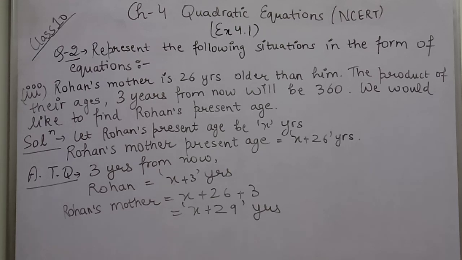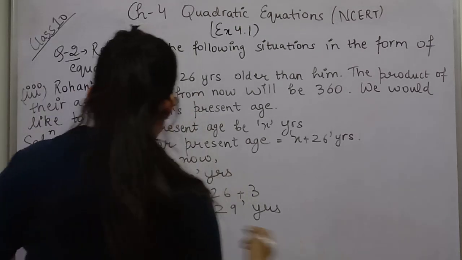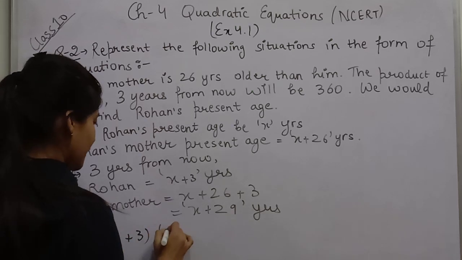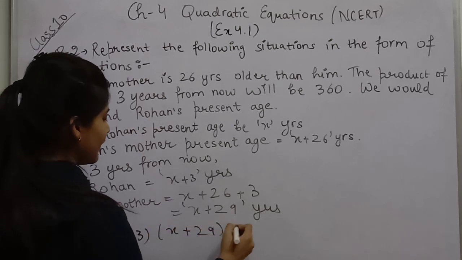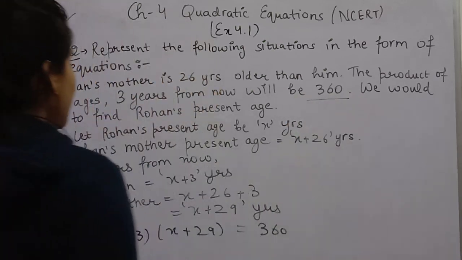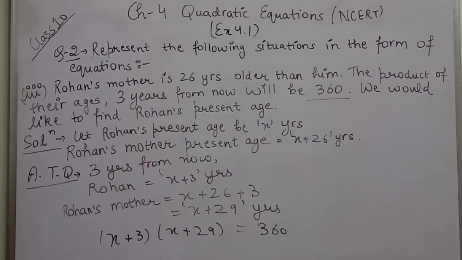Now our next step is to find the product. So product given है हमें इन दोनों का, x plus 3 into x plus 29 equals to 360. यही गिवन है हमें 360. तो हमें फाइंड करनी है रोहन की प्रेजेंट एज.